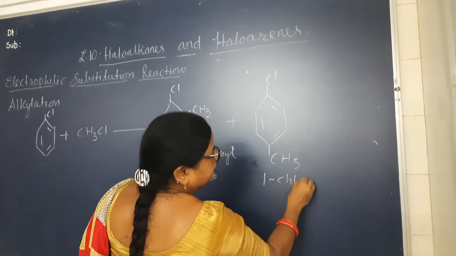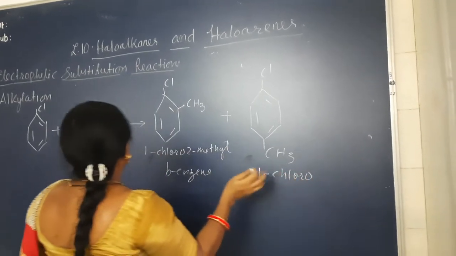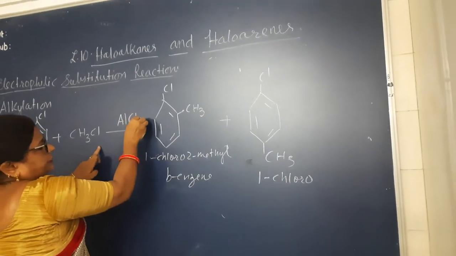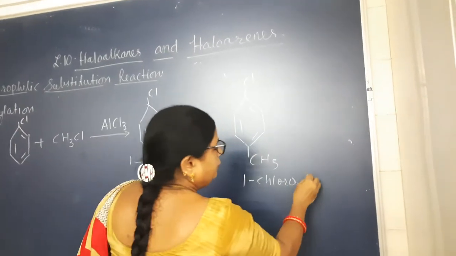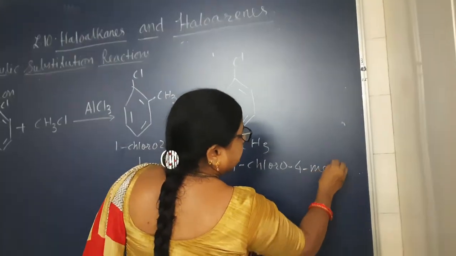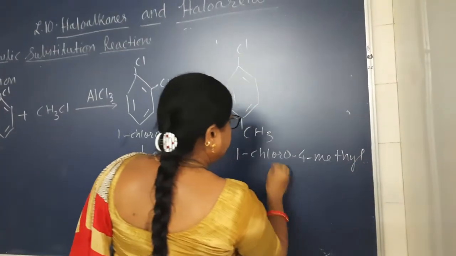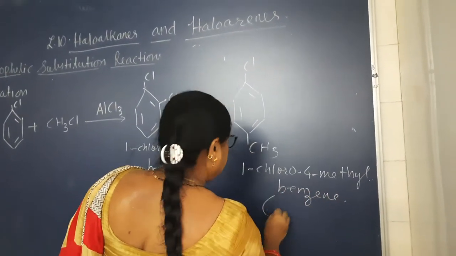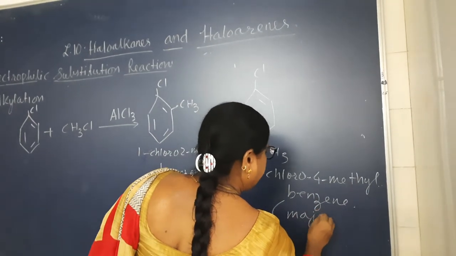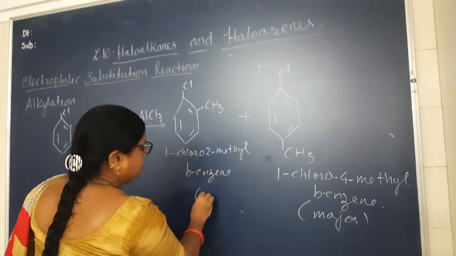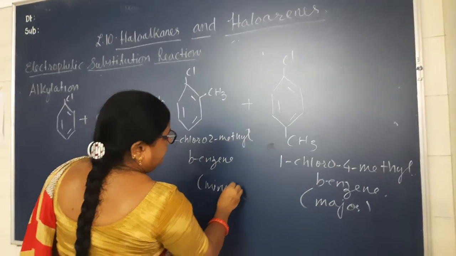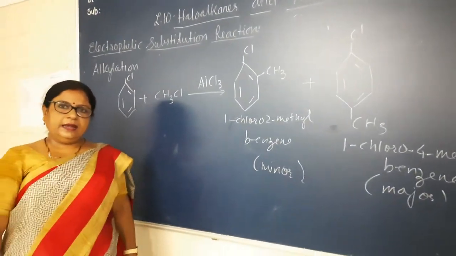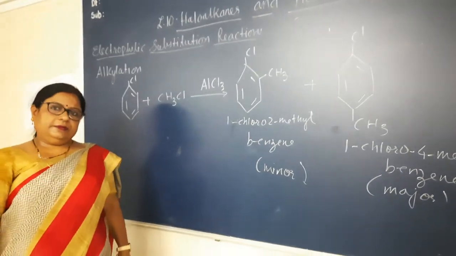1-chloro, and it happens in the presence of anhydrous AlCl3. Don't forget this. So 1-chloro-4-methylbenzene. This is the major product and this is the minor product. Till today you have to practice this. Tomorrow I will tell you about the acylation reaction and other reactions.